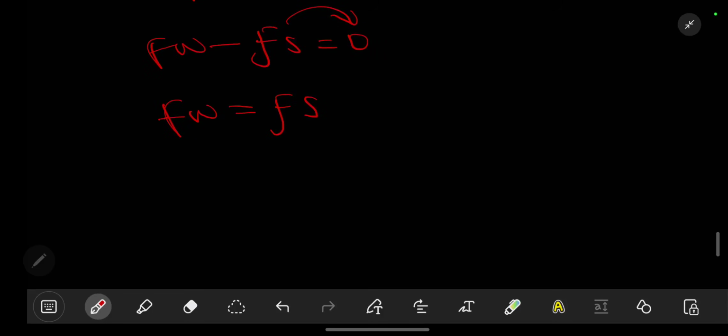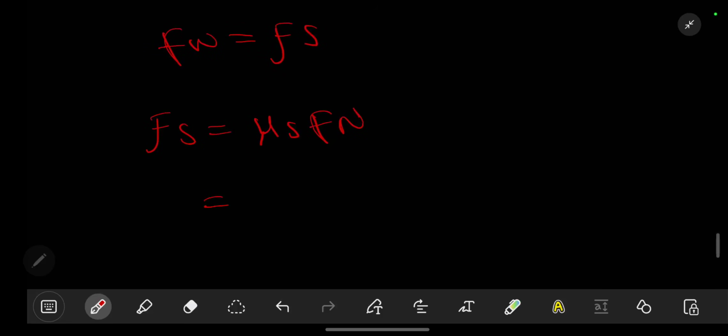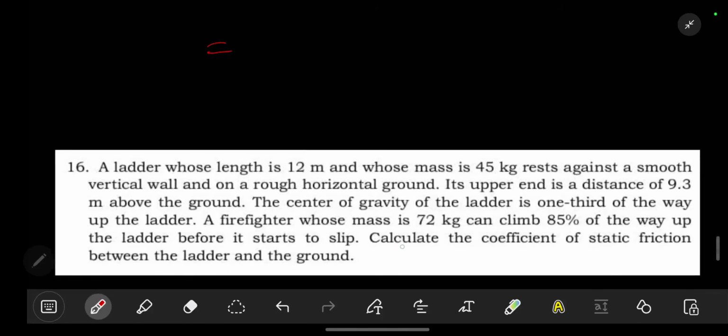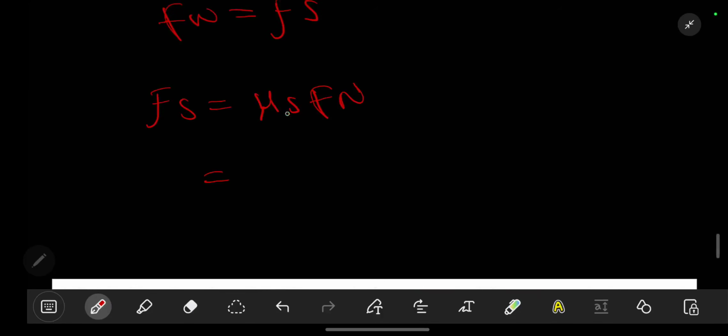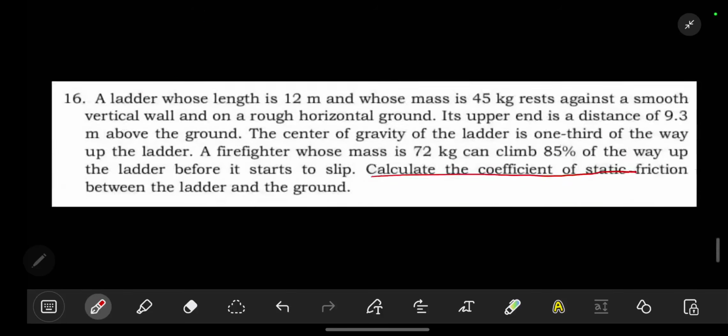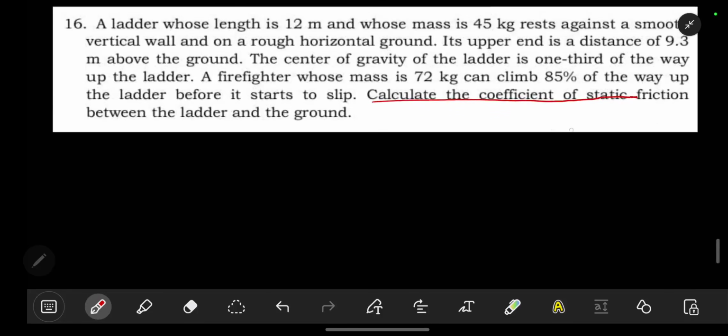With that said, we are going to have our Fs, remember it is equal to mu s times the normal force. So this is going to give us the coefficient of static friction. According to this, we are told to calculate the coefficient of static friction. Now remember Fs is equal to this, but this is also the force on the wall, so we just need to find the force on the wall, and whatever value we find will be the frictional force, and we can now finally find it there.